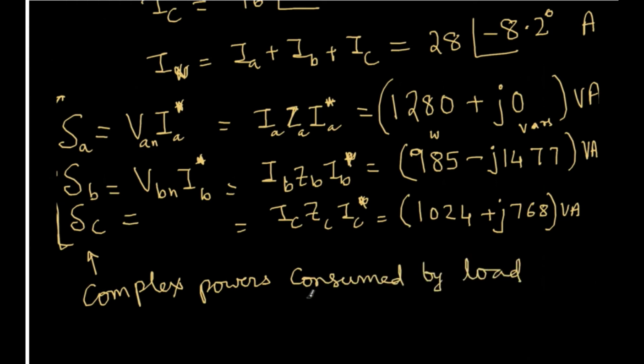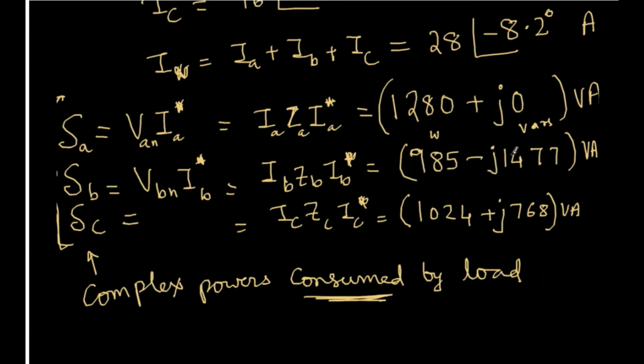When I stress this word consumed by the load, that means when this value is positive, it is consumed. So 1280 watts are consumed by A phase, 985 watts are consumed by B phase, and 1024 watts are consumed by C phase. Whereas you see 0 is consumed by A phase. That means the A phase is not taking any reactive power. On the other hand, you notice there's a minus J1477.